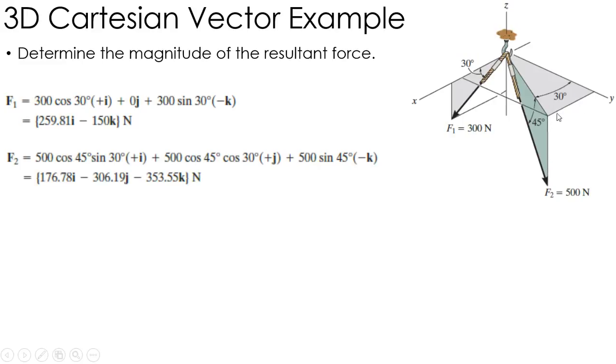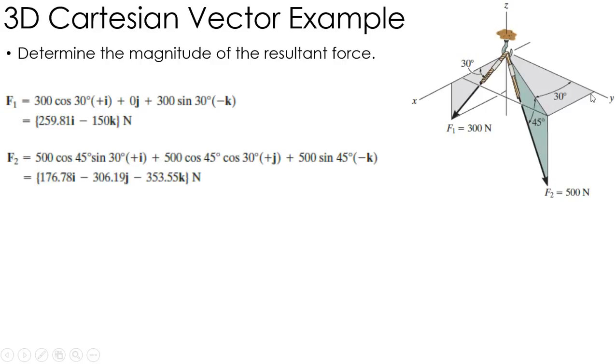Now this side of the light blue triangle is my x component of the force, and this is the y component of the force. This is the hypotenuse of that light blue triangle. It's also the adjacent side of the dark blue triangle. So the length of this line right here, which is the hypotenuse of the light triangle and the adjacent side of the dark triangle, is 500 cosine 45. I get that from this 500 newtons. It's adjacent to the 45, so that's 500 cosine of 45.